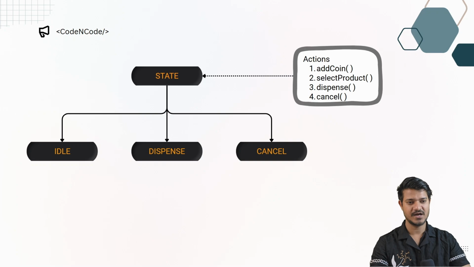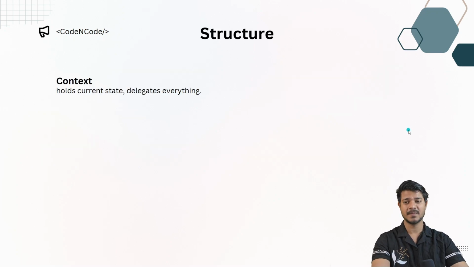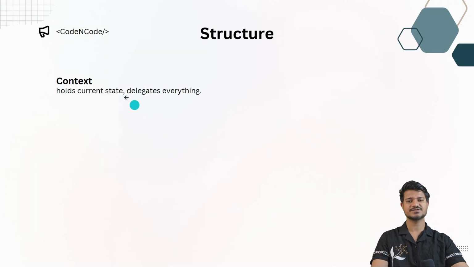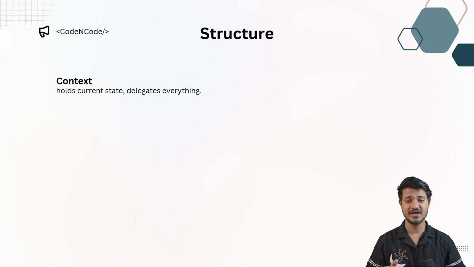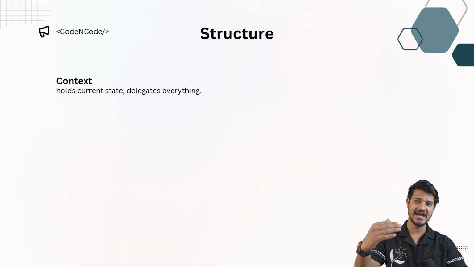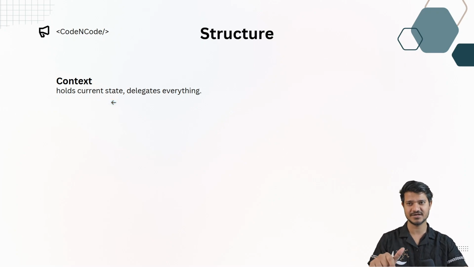Now, let's understand the structure of the state pattern. Actually, there are three things. First will be the context. The class that relies on different states, like the vending machine relies on different states. That will be the context, because that class will hold the current state, like currently, which state am I in. So in our case, the vending machine will be called the context, and it will hold the current state, like I'm in idle state or I'm in dispense state.